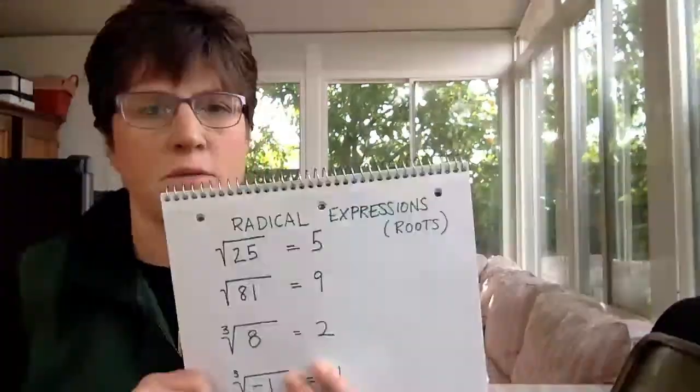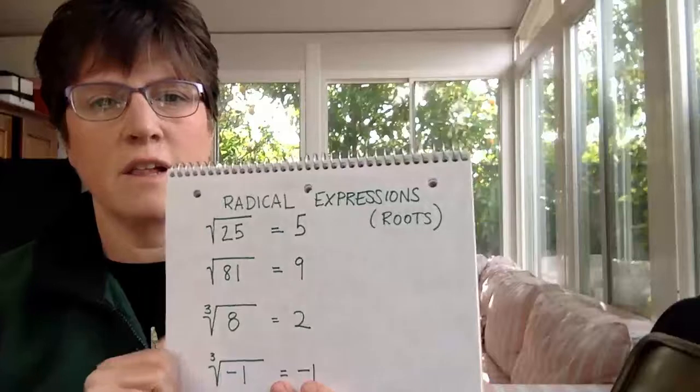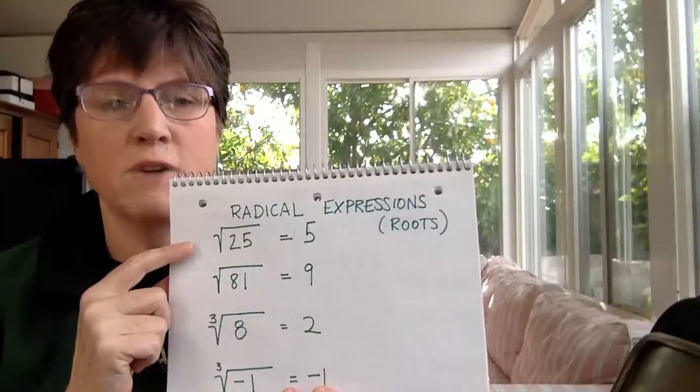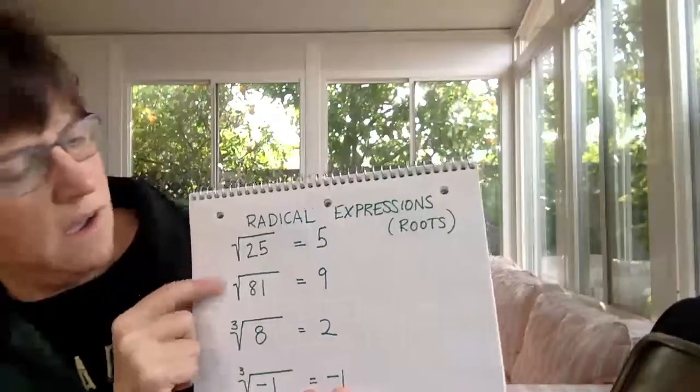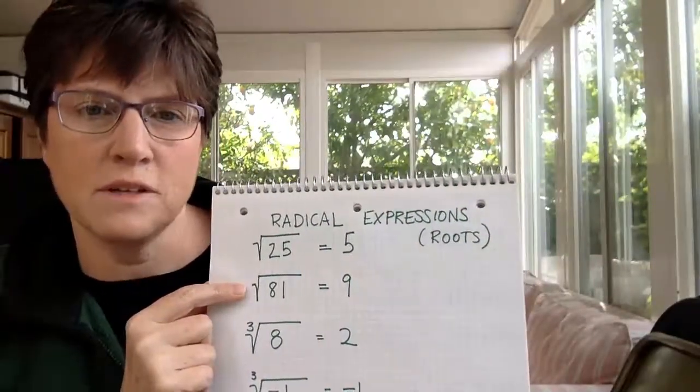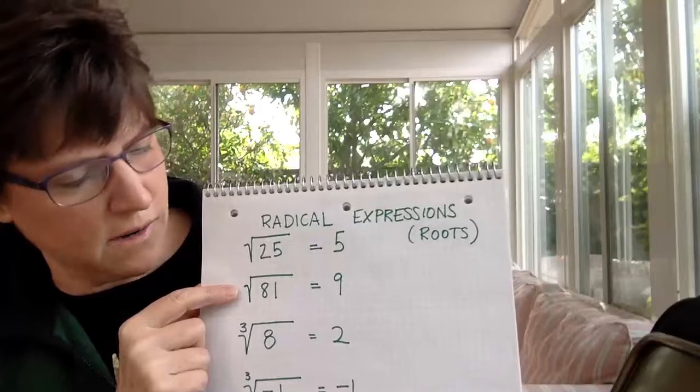Hi everyone, this video is just a quick introduction to the next set of topics you're going to be learning. The next set involves radicals, which is just a different name for roots. So here are some things that you're probably familiar with already. Things like the square root of 25 is 5. That's because 5 times 5, or 5 squared, is 25. Square root of 81 is 9. Same reason. 9 squared is 81.